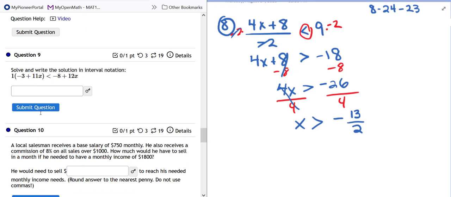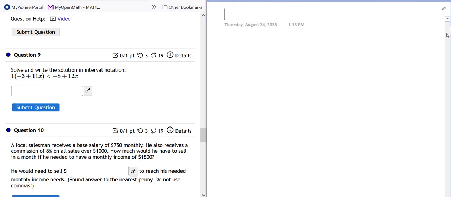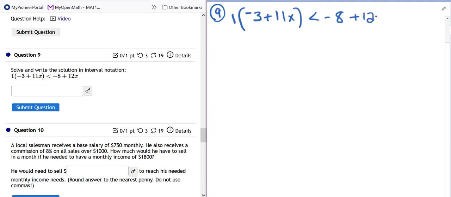Right. We can look at number 9. Number 9 is not going to be anything different than what we have had. It just has a variable on both sides. Right, and so you distribute your 1, but it doesn't change anything.